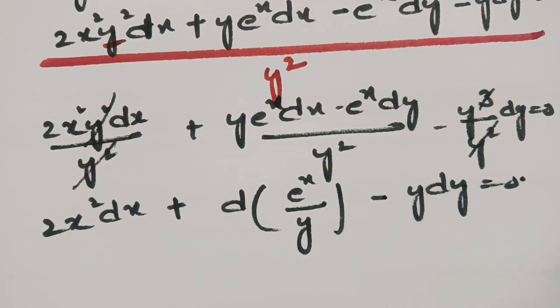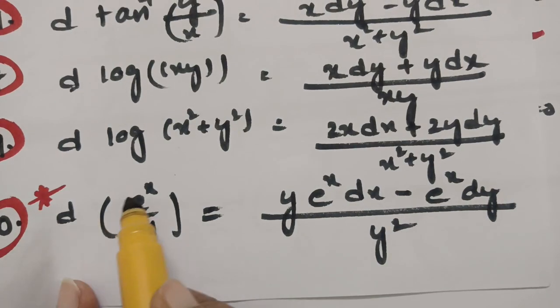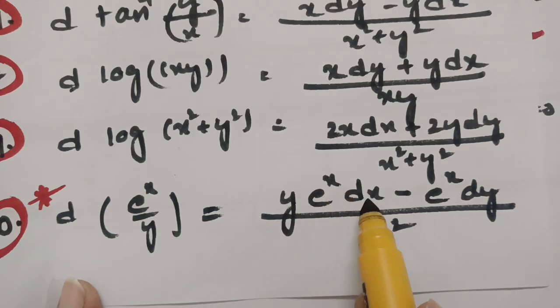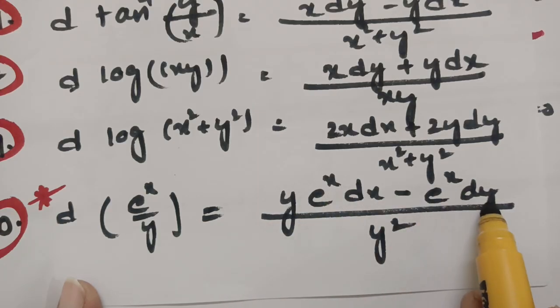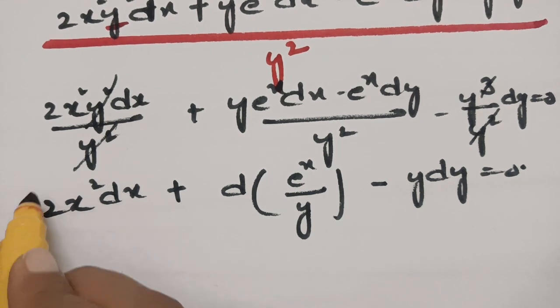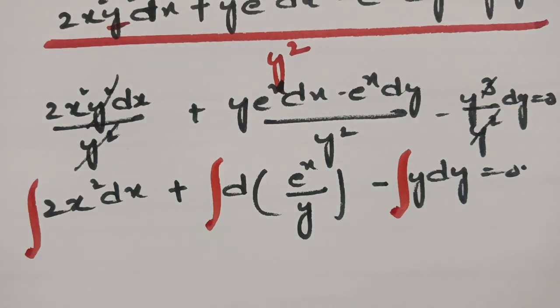I am going to show you the formula I am going to use. This is the derivative of e power x by y, which can be written by the u by v rule: y square, y into e power x dx minus e power x into dy. So now I can transform this in terms of this one, and now I am going to integrate throughout the equation. See what happens.